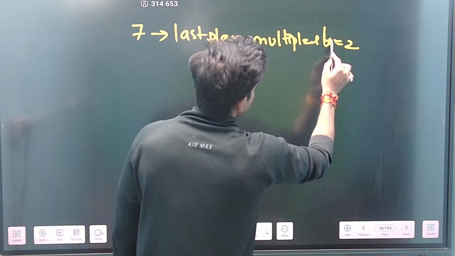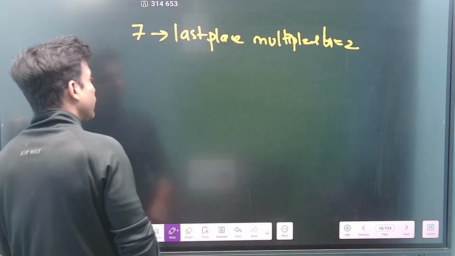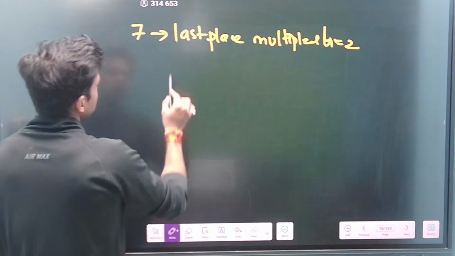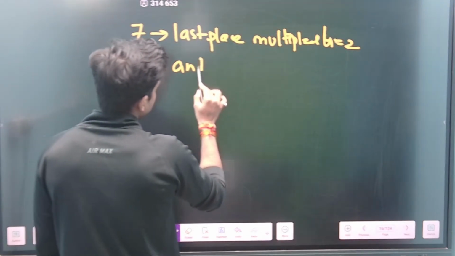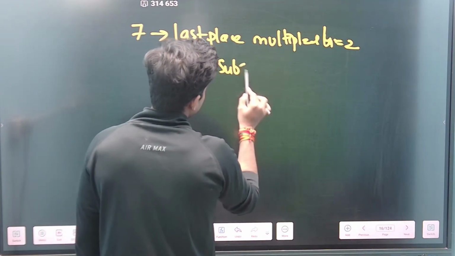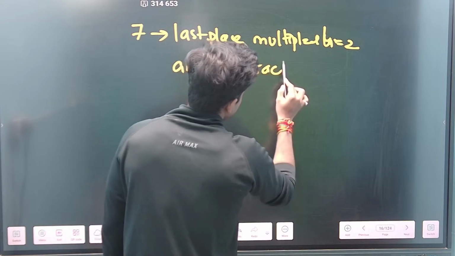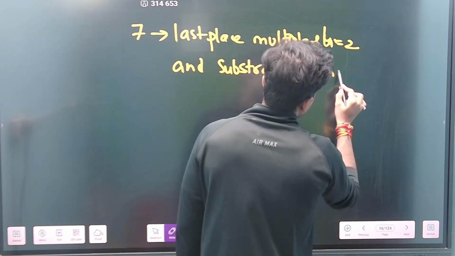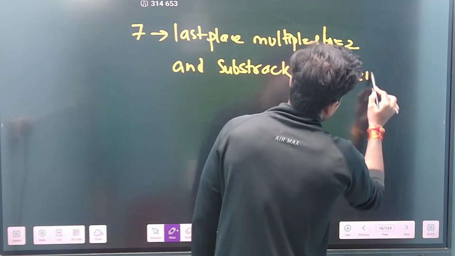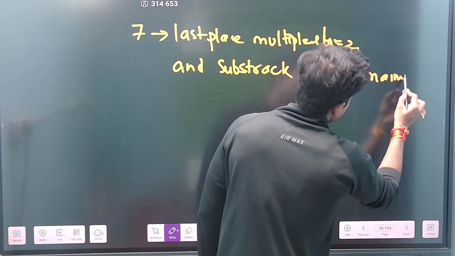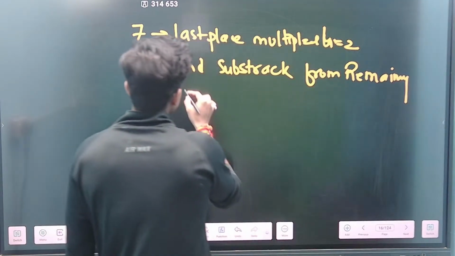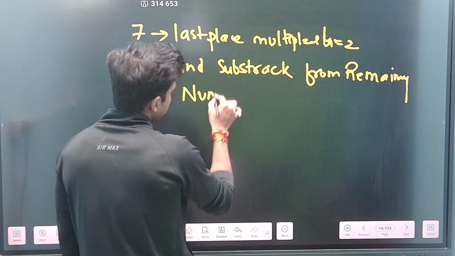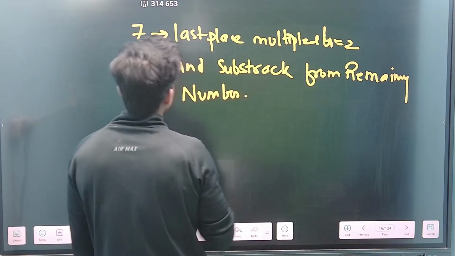and then subtract from the remaining number. Subtract from the remaining number. I hope you got this. Subtract from the remaining number, correct?